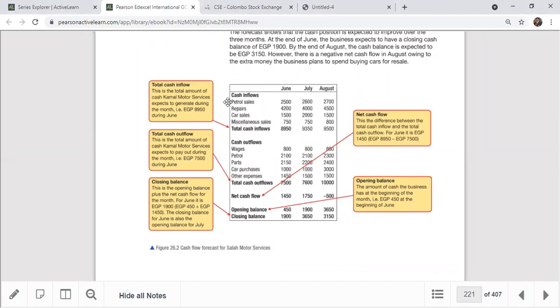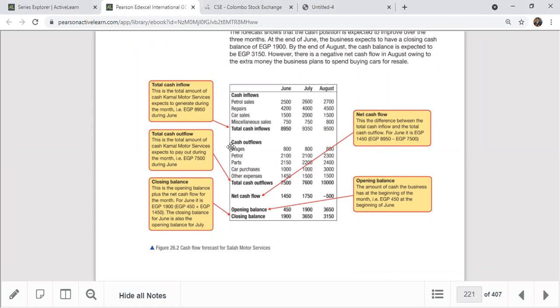You can see cash inflows. There's a topic called cash inflows. Cash inflows in the business come mainly from petrol sales, repair, car sales, and miscellaneous sales. After adding all that income, we call it the total cash inflow. Total cash inflow is the amount of cash Kamal Motor Services expects to generate during the month. In June it's 8,950, July is 9,350, and August 9,500. These are the total cash inflow.